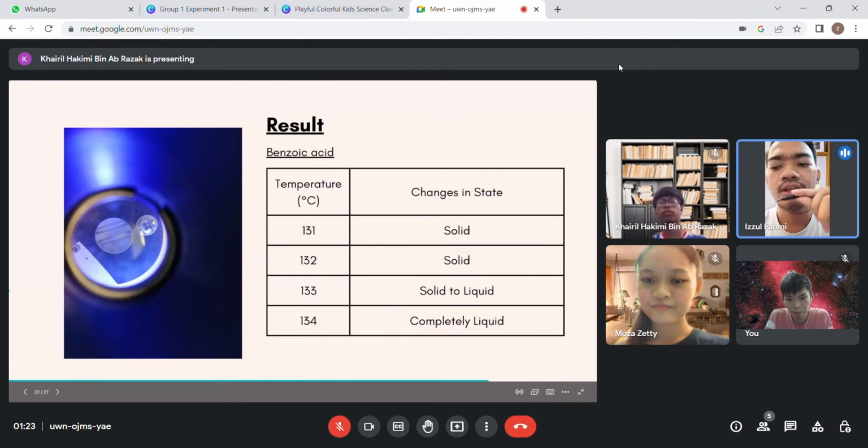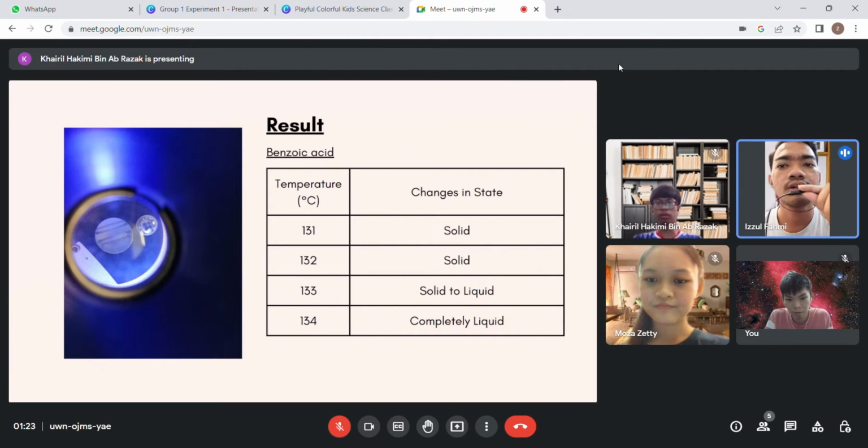Okay, moving on to the benzoic acid. From the table, for benzoic acid we recorded the result from 131 degrees Celsius until 134 degrees Celsius. At 131 until 132 degrees Celsius, we observed that the benzoic acid was in the solid state, and at 133 degrees Celsius, the benzoic acid started melting to liquid. At 134 degrees Celsius, we concluded that the benzoic acid completely became liquid. So the melting point for benzoic acid is 133 degrees Celsius.